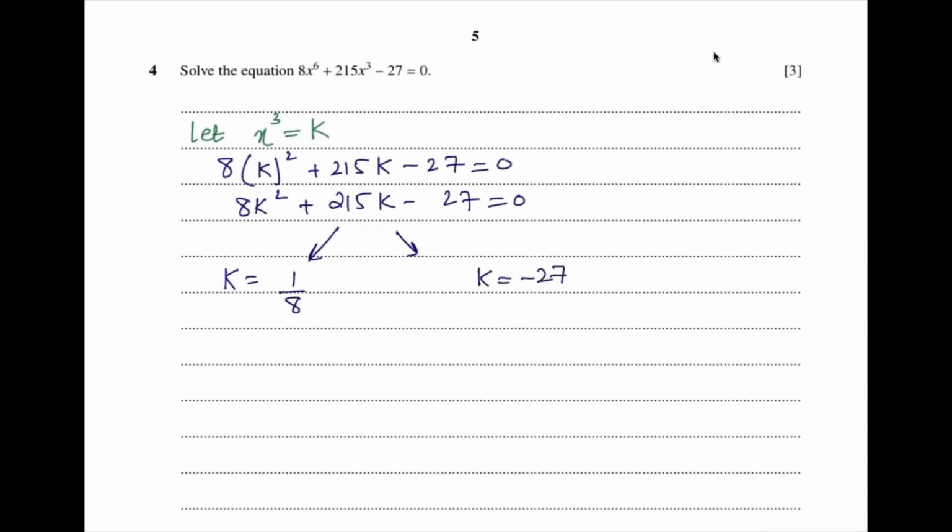All right. So k was equal to x³ in the question. So x³ is equal to 1/8 and x³ is equal to −27. To solve for x, we are going to take the cube root.